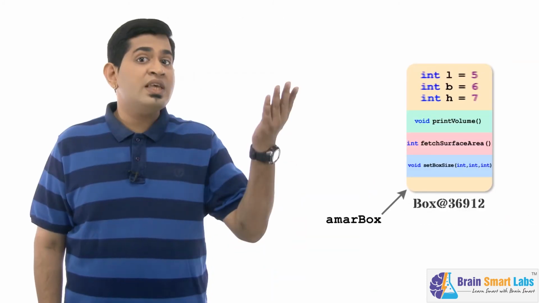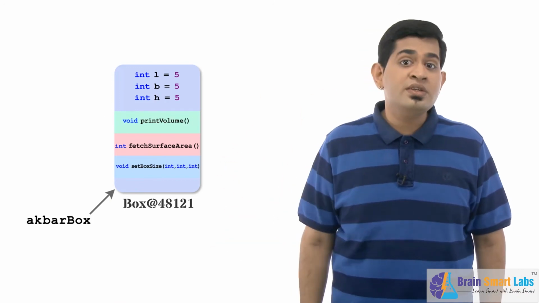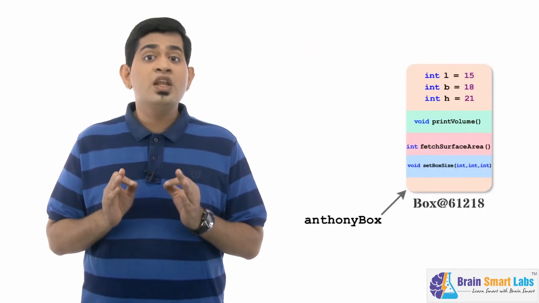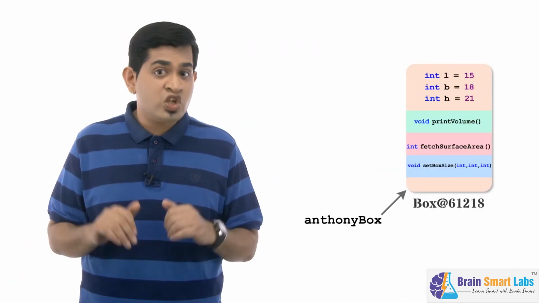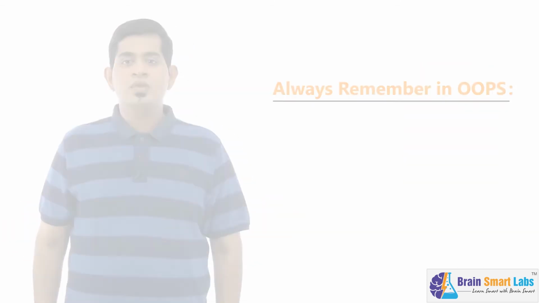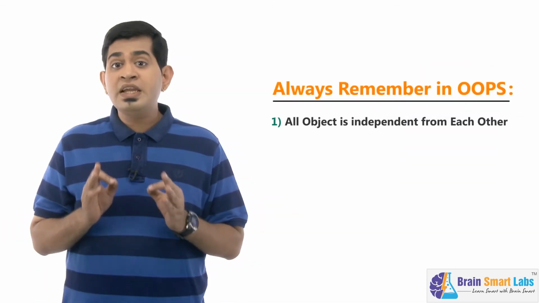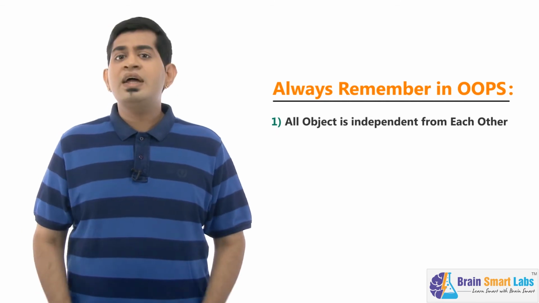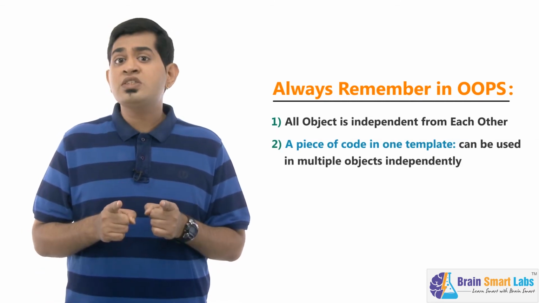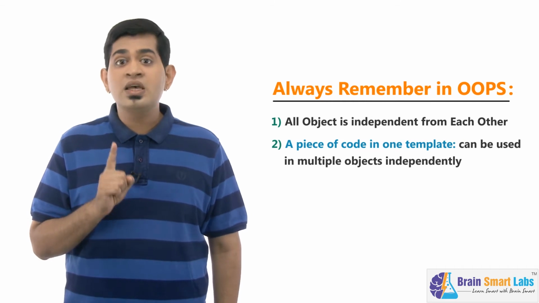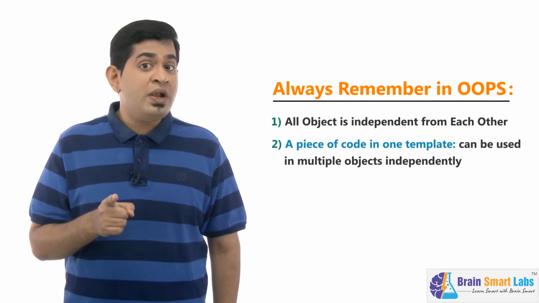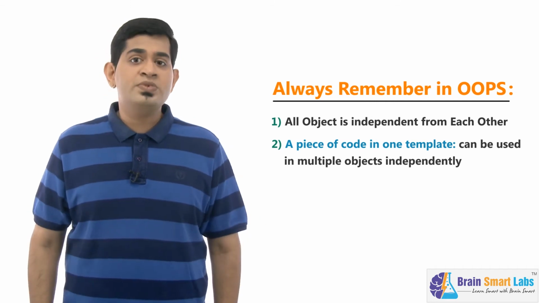That is correct. Similarly, if Amar is accessing variables L, B and H in his object, Akbar can access the print volume method in his object. While Amar and Akbar are doing their jobs independently, Anthony can now access the set box size method in his object, all at the same time. Remember, every object is completely independent from each other. And this is the reason why if you write some piece of code in one place inside a class, you can use that piece of code independently in many places as objects. And that's the power of OOPS.